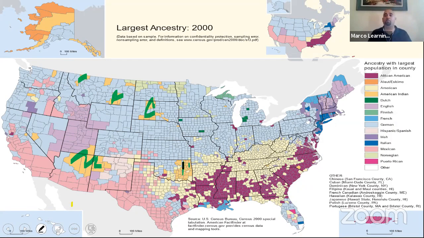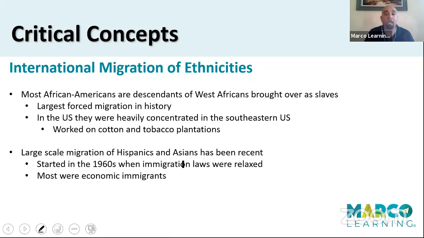All right, let's continue on from there. And I should be wrapping up in the next like 2 to 3 minutes. International migration of ethnicities. Most African Americans are descendants of West Africans brought over as slave groups. Let me change the color on my highlighter. It's obviously the biggest example, the largest forced migration in history. So that can be a tie again to the migration unit. It's a forced migration of an entire race of people over. In the US, heavily concentrated in the Southeast because of their work on cotton and tobacco plantations. So that is the experience for the African American population.